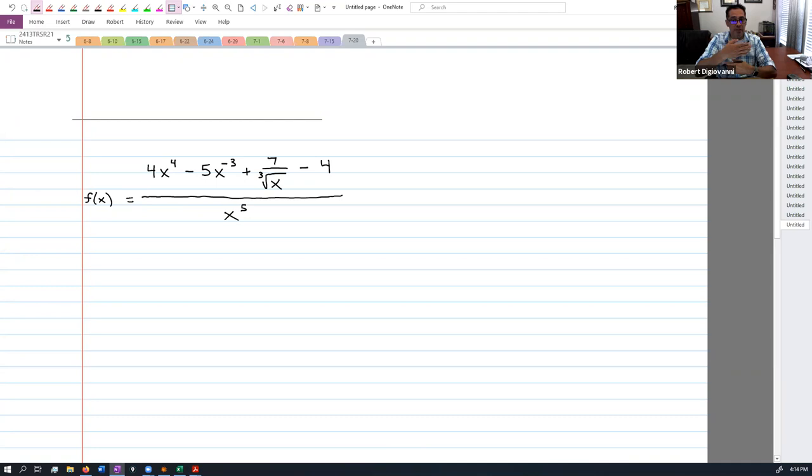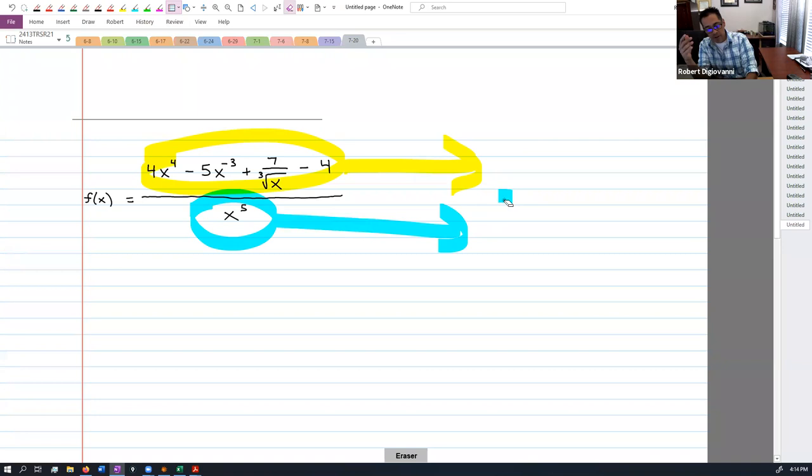So do you think that we are going to be allowed to just find the antiderivative of the top, find the antiderivative of the bottom, put a division bar like this, and just write the antiderivatives of each of these on top and bottom?